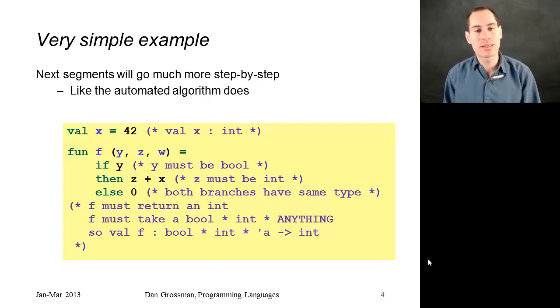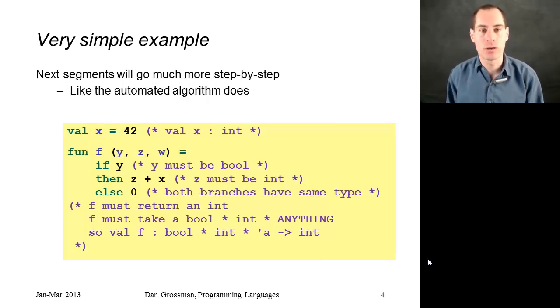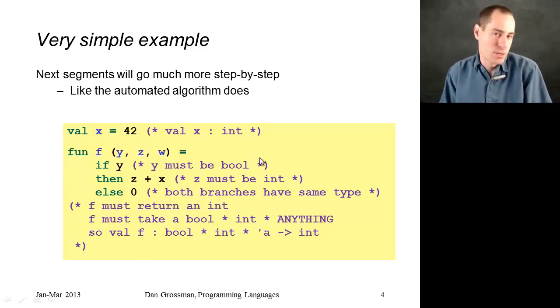All right, so here's an example. In future segments, we're going to do our examples much more step-by-step, very much like the actual algorithm does it. But to get a sense of how these constraints work, let's just keep it high level and do this more like how humans would do it. So we have two bindings, which we're going to do in order. First, val x = 42. That's easy. You see 42, it has type int, so x must have type int.